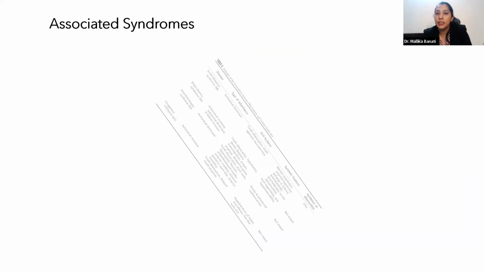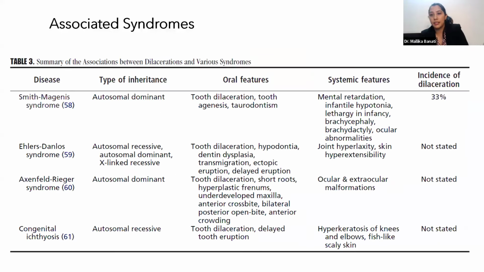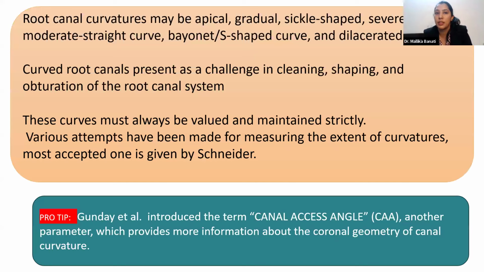So, associated syndromes. What kind of syndromes are associated with these kinds of dilacerations? We have Smith and Magnus syndrome, which is an autosomal dominant syndrome, Ehlers-Danlos, as we all know, Axenfeld and Rieger, and congenital ichthyosis. So root curvature may be apical, in the apical portion, or in the middle portion, a gradual curvature.